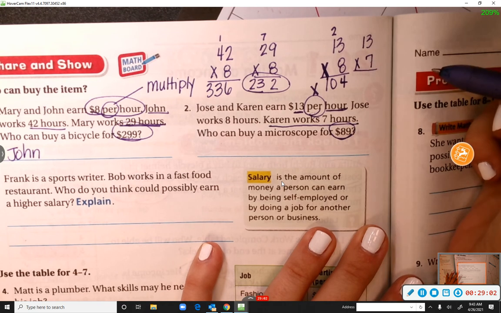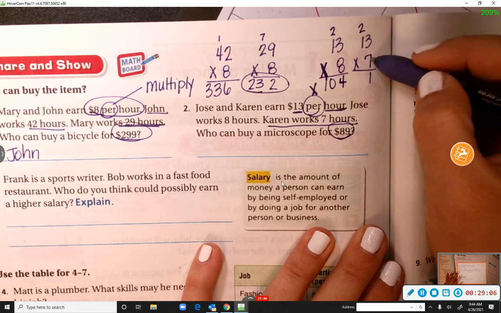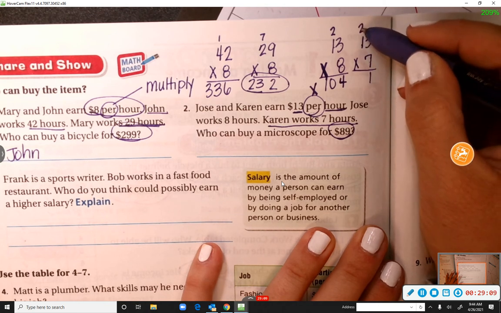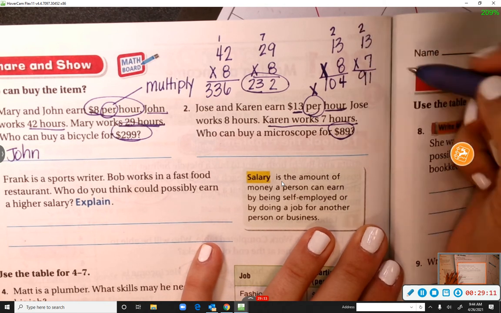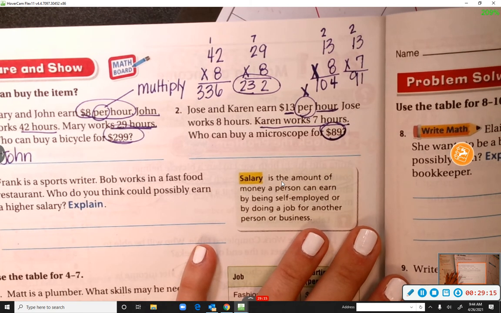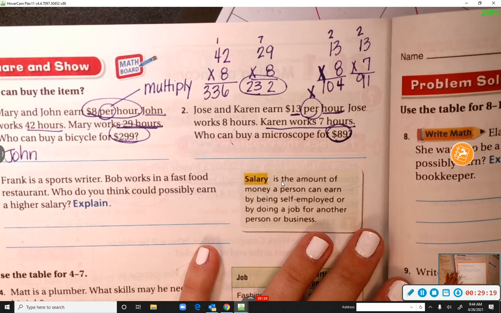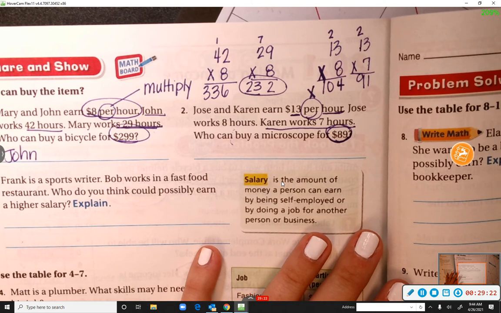7 times 3, 21. 7 times 1, 7, plus 2, 9. Okay, does she have enough for the microscope? Yes. So see what I mean, Kelsey? Don't just assume that the person who works more hours is the only one who can buy it. Because they both can, right?